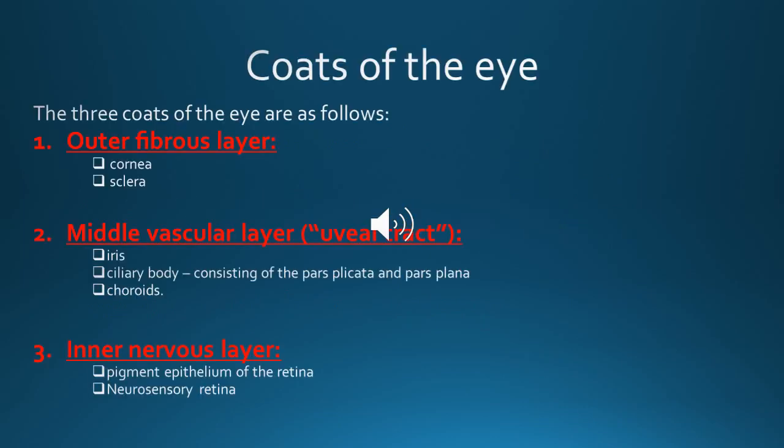The eye has three coats: outer, middle, and inner coats. The outer layer is fibrous and is formed of the cornea anteriorly and the sclera posteriorly. The middle layer is formed of iris, ciliary body, and the choroid, while the inner layer is formed from retinal pigment epithelium and the neurosensory retina.